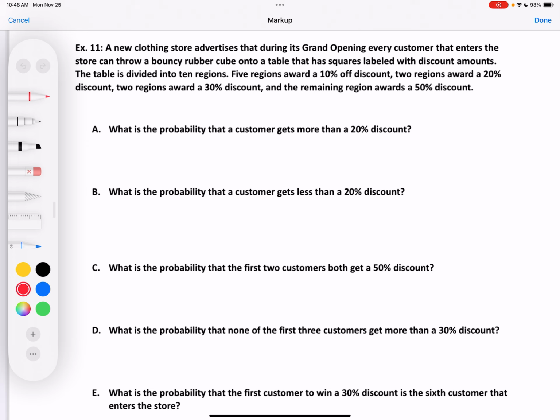Okay, so just for our reference before we go into that, I'm going to list out the probabilities of each thing as a fraction. So 10% is 5 out of, they said there's 10 regions, so 5 out of 10. 20% is 2 out of 10. 30% is 2 out of 10. And 50% is 1 out of 10.